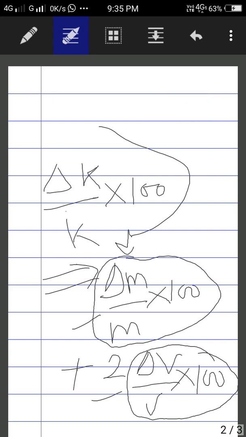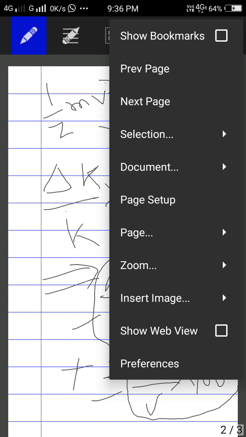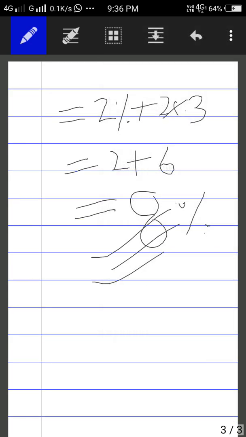So for that we have moved here, and we know the formula for kinetic energy. We have written here the formula for kinetic energy, and that is half of mv square equals kinetic energy. And we have proceeded in this way: del m by m into 100 plus twice of del v by v into 100, right, according to the formula. And then we have reached this solution. So we have done this. Now let us take another question.